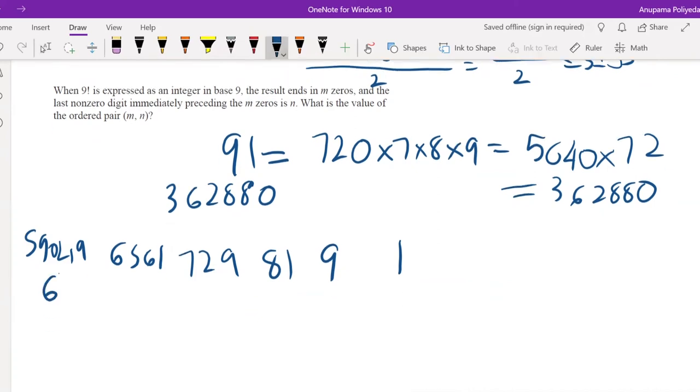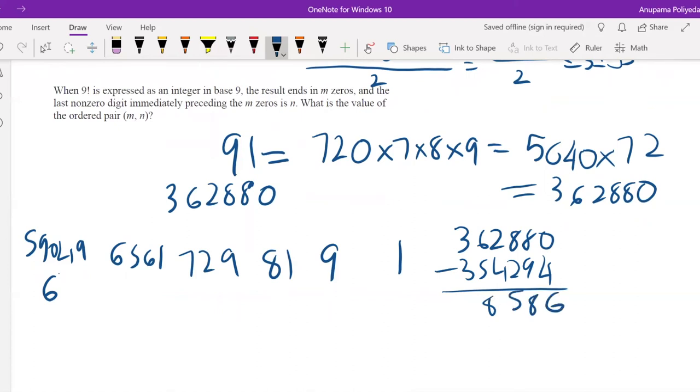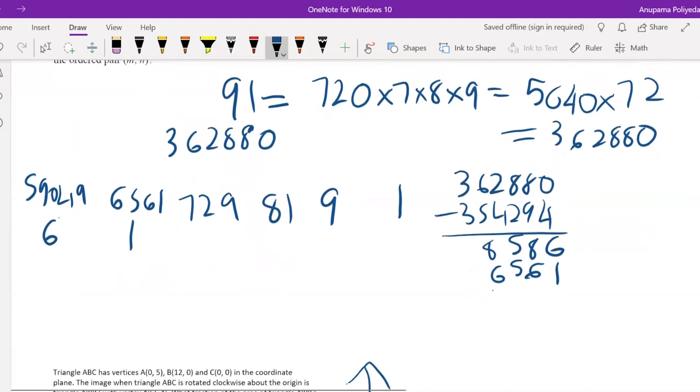And then now we do the subtraction. 362880 minus 354294, which when you do the math is 8586. And then how many 6561s fit into 8586? 1. Because 6561 fits in once and then it gets too big after that. So what we have left is 2025.